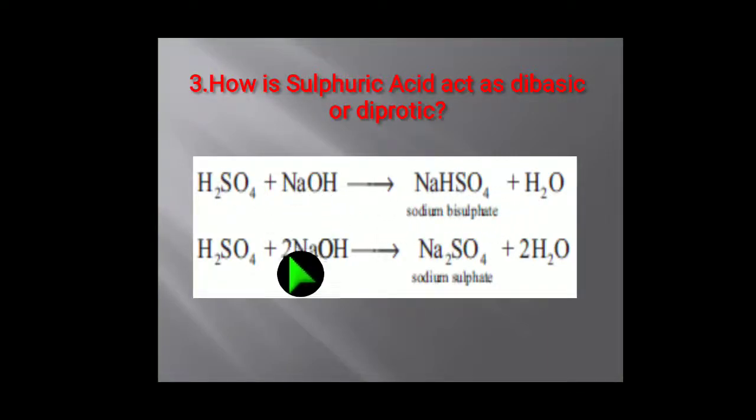The second equation, the same sodium hydroxide, but the moles increase, 2 moles. The first equation 1 mole, here 2 moles. The 2 hydrogens in sulfuric acid are replaced by 2 OH. That's why we get 2 water molecules with the sodium sulfate. That's why sulfuric acid acts as dibasic or diprotic.